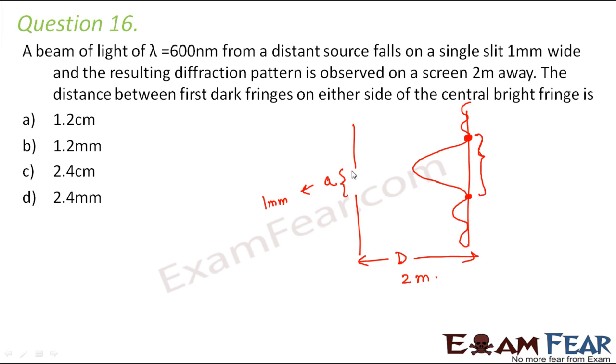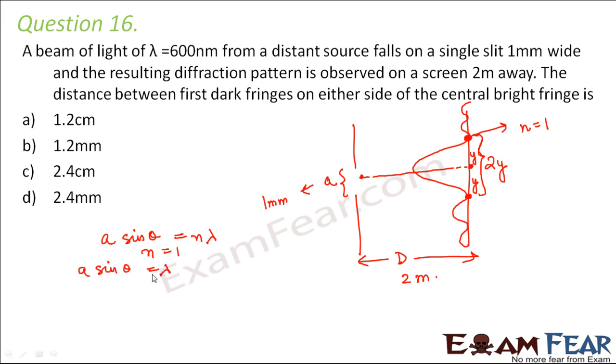So how do we find out this distance? Let's say that this is the central point. Let's say this distance from the central point is y. Similarly, this distance would also be y. So basically, we need to find out the value of 2y. So how do we find out y? This point corresponds to the secondary minima corresponding to n is equal to 1. And what is the condition for secondary minima? The condition is a sine theta is equal to n lambda. So for n is equal to 1, this would be a sine theta is equal to lambda.